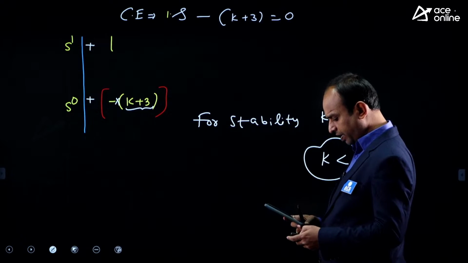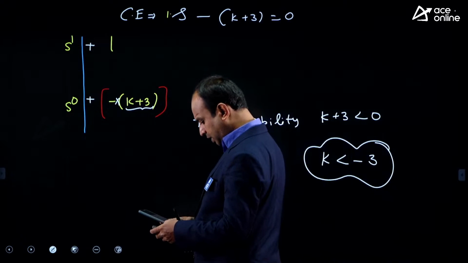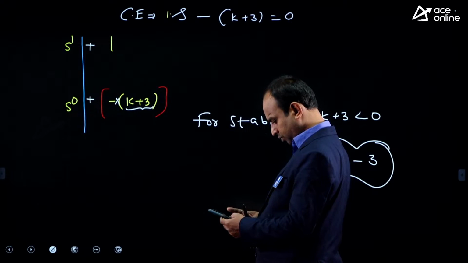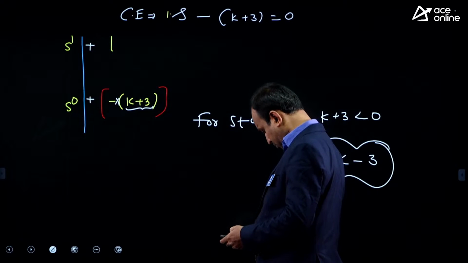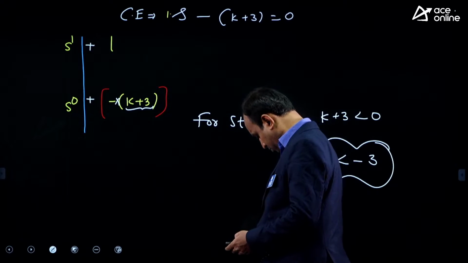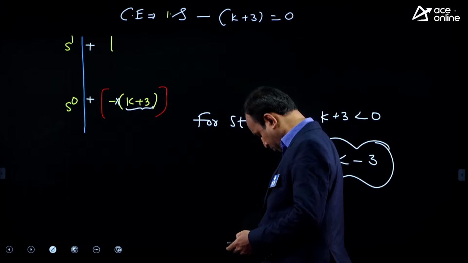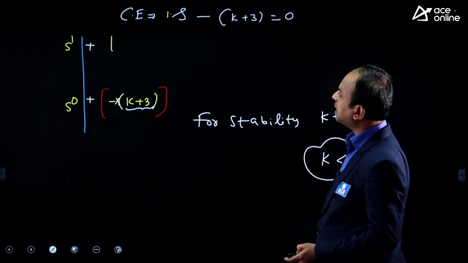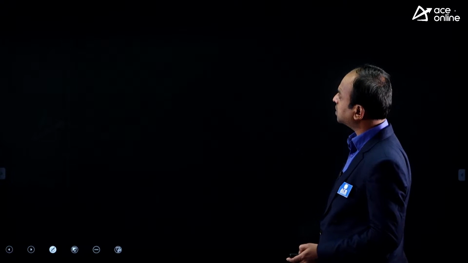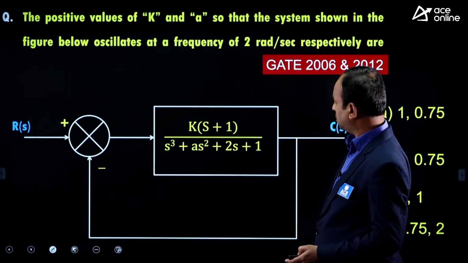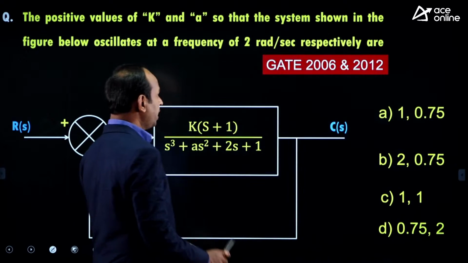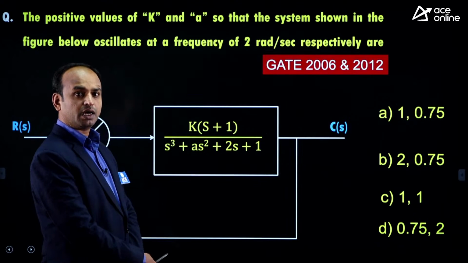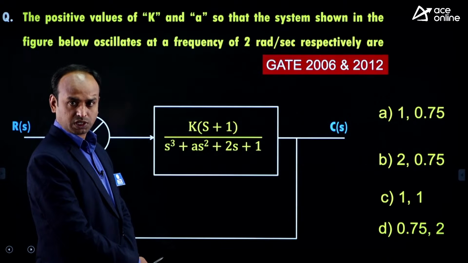Students are given the next one, what I am writing here. This is one type of question, one type of model they are asking, and it is very important. It was asked in 2006, and also in 2012, this question was asked.